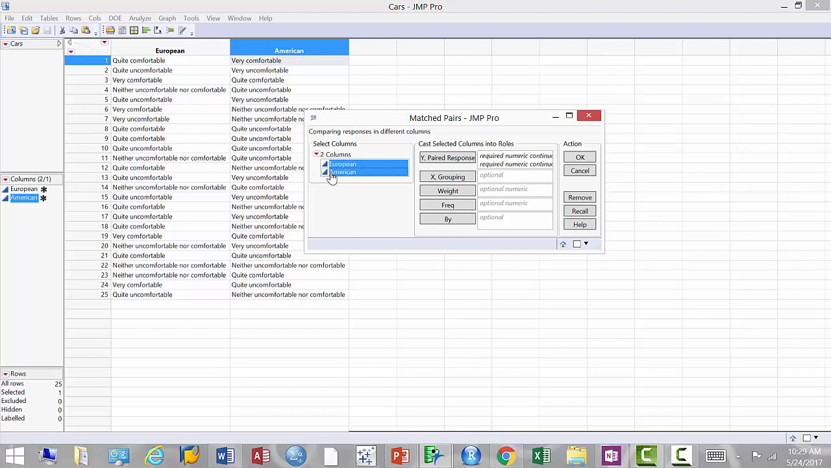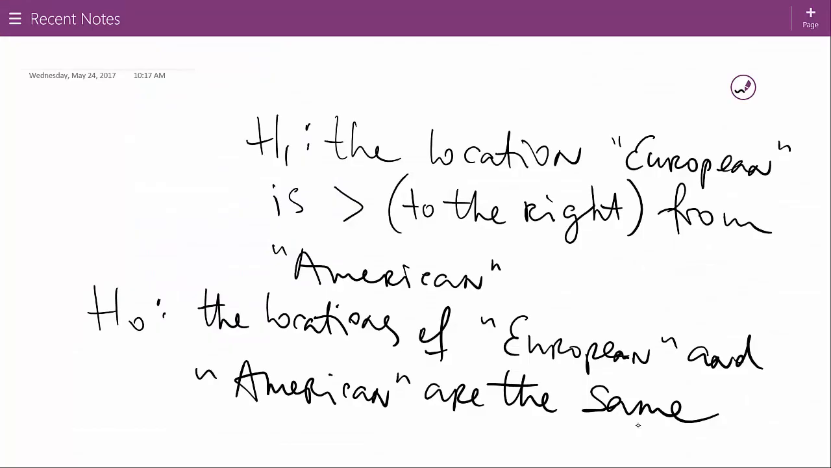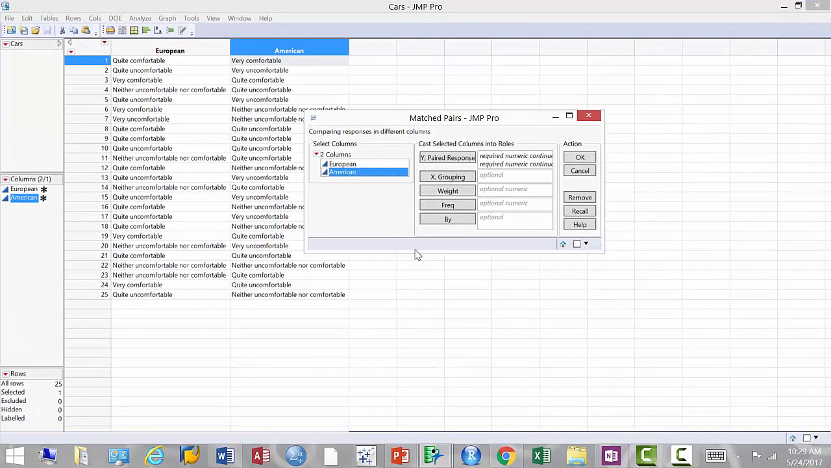So both European and American. Actually, you know what? Let's change the order. Remember how the test is done? Eventually it compares your second selection with the first selection, right? The way I recorded my hypothesis was European was greater, higher ranked than American, right? So European goes first in my hypothesis, so therefore I should pick it second, right? So American should go first in my selection, and European should go second.